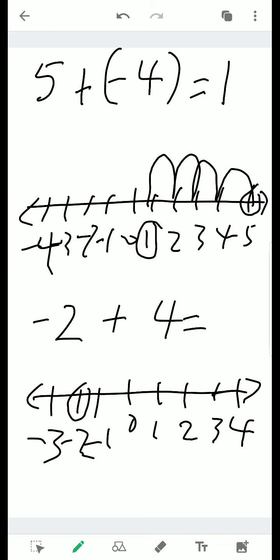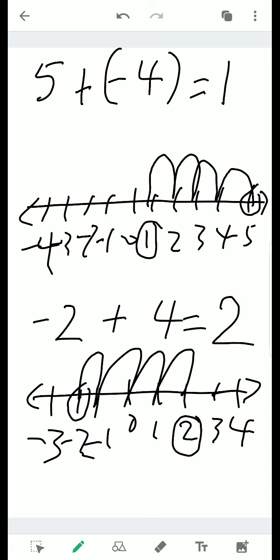Negative 2 plus 4. So it means you are going to your right. It's addition. So you go to your right 4 times. So I start from here. 1, 2, 3, 4. This is where I end. So the answer is 2. So the answer is positive 2. Have you seen how it is? So this is how we add simple integers using the number line.